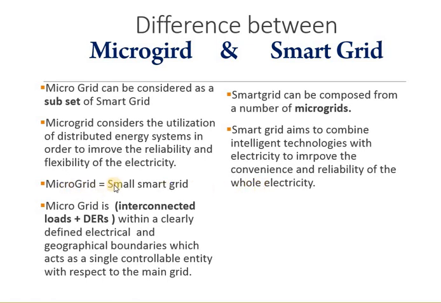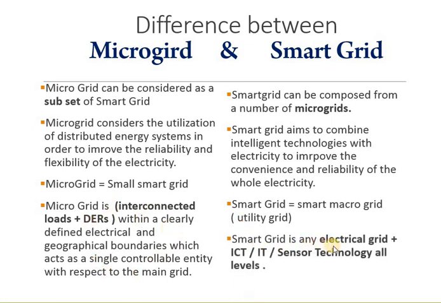Now microgrid can be considered as a small smart grid, whereas smart grid is a smart macrogrid, or it can be considered as a utility grid. Microgrid is interconnected loads plus distributed energy resources within clearly defined electrical and geographical boundaries, which acts as a single controllable entity with respect to the main grid. So it is a completely independent entity.